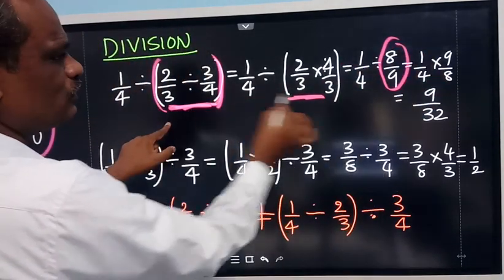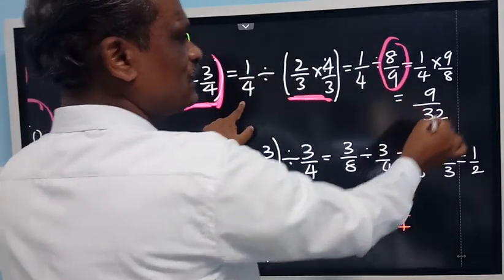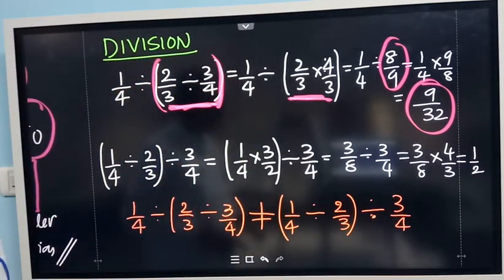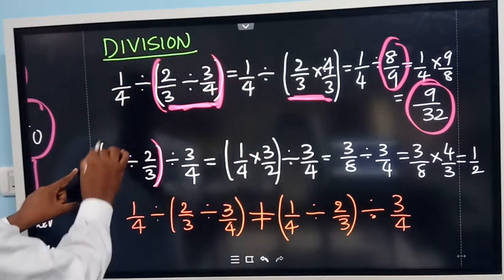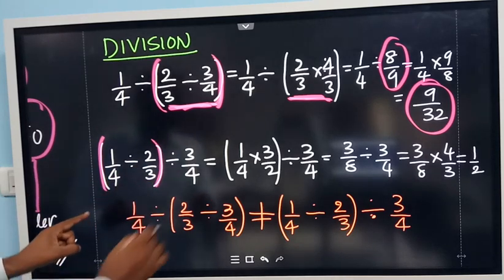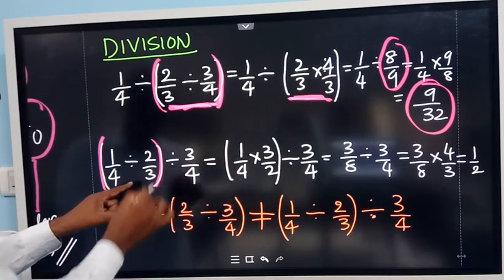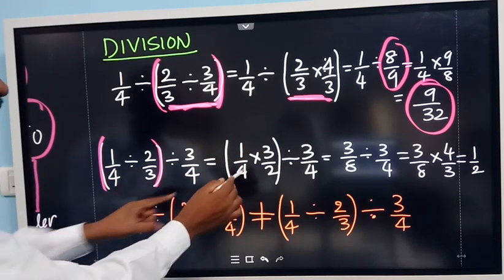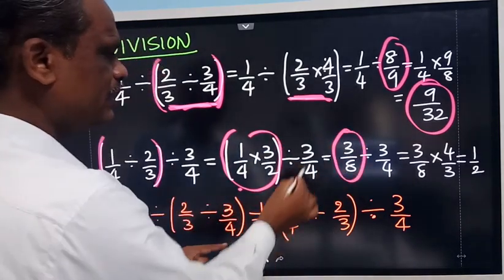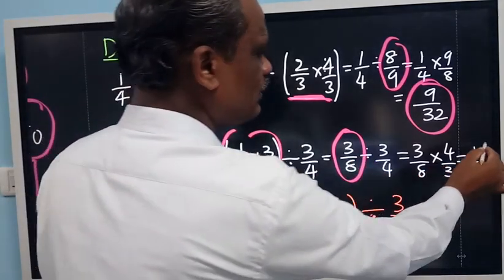So this is the last row. And then 1 by 4 I have written as it is. Again if you simplify this, you are getting 9 by 32. Now instead of the last two, you do it for the first two in the beginning. 1 by 4 divided by 2 by 3, you do it first. So you will get 1 by 4 into 3 by 2. Division changes to multiplication, 2 by 3 becomes 3 by 2. So then this part becomes 3 by 8. And 3 by 4 as it is. Now if you simplify 3 by 8 into 4 by 3, you are getting 1 by 2.